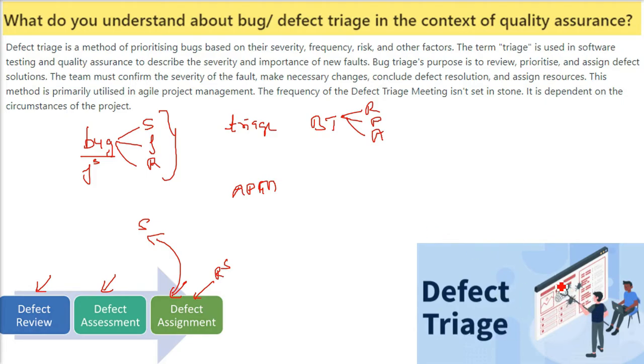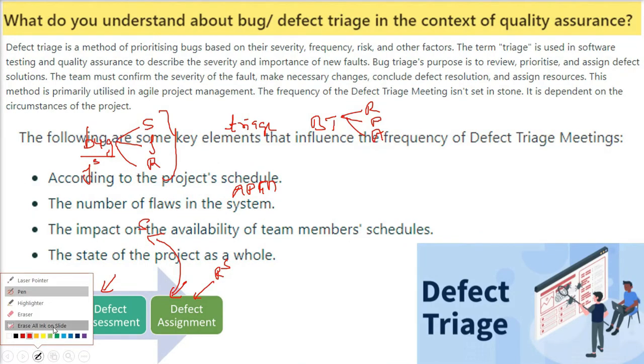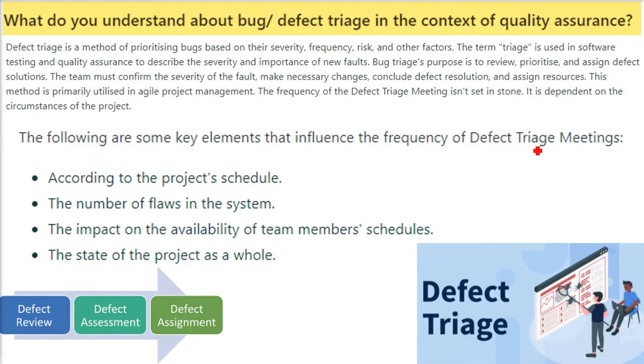The frequency of these defect triage meetings is also one of the aspects. It totally depends on the circumstances of the project. Let me tell you the key elements that influence the frequency of these meetings. First of all, it may depend on the product schedule or the number of flaws or defects which are upcoming, and the impact on the availability of team members' schedules: those who have found the error and those who are going to fix it. And also the state of the project as a whole. The project may be at the inception stage, or it may be at the delivery stage.